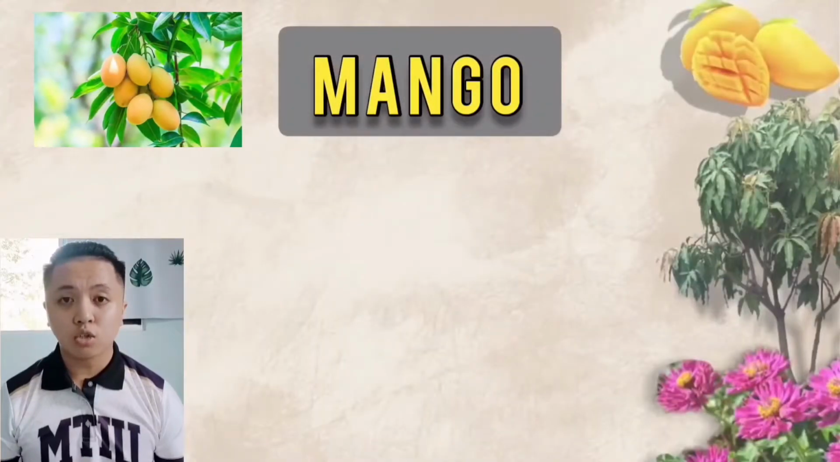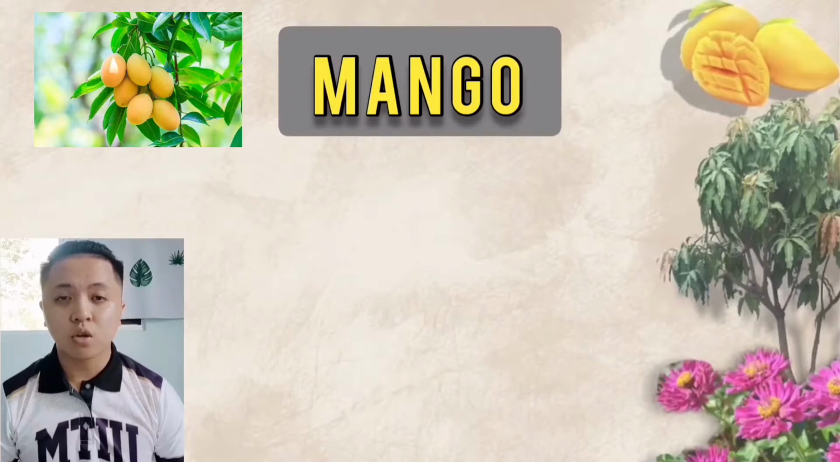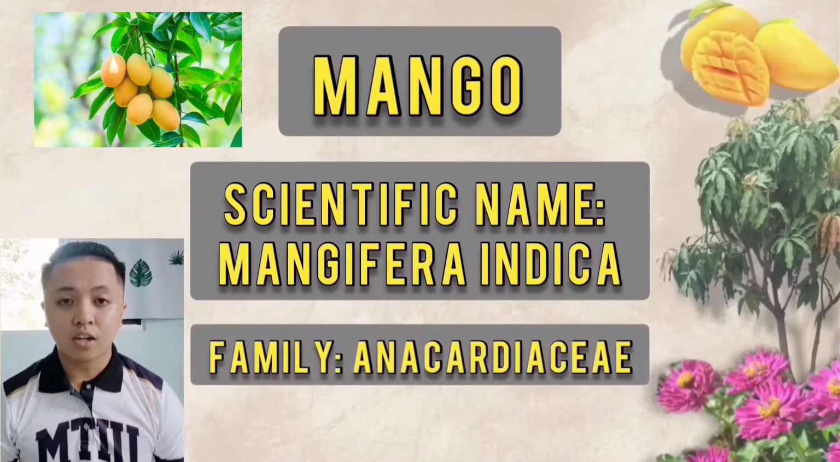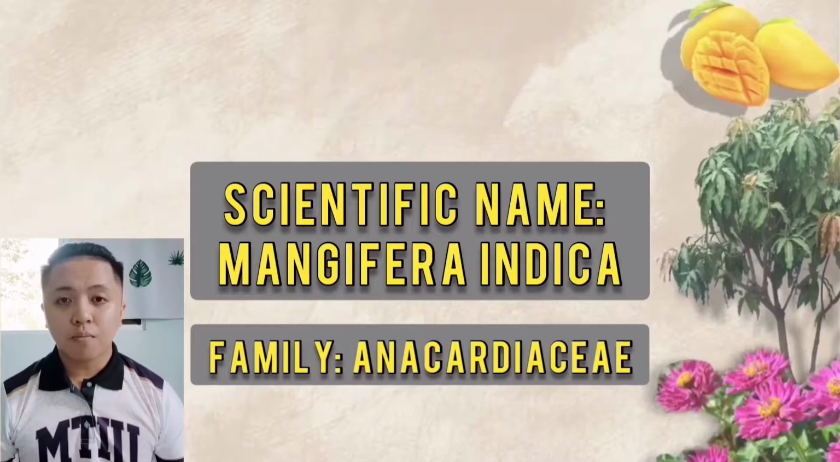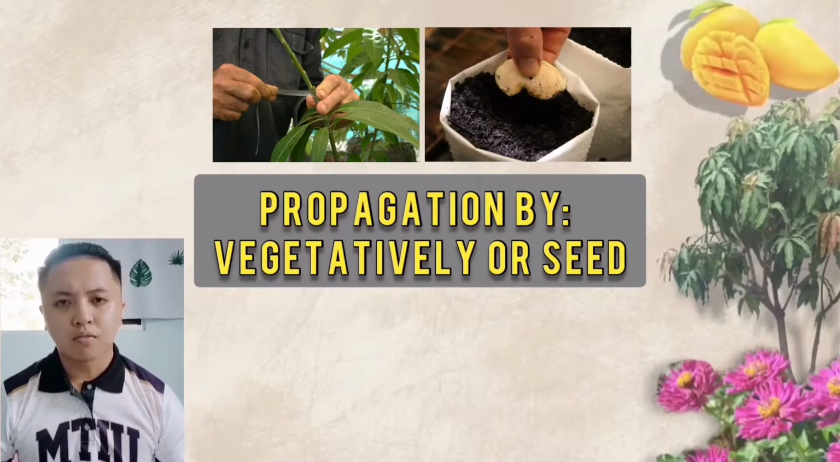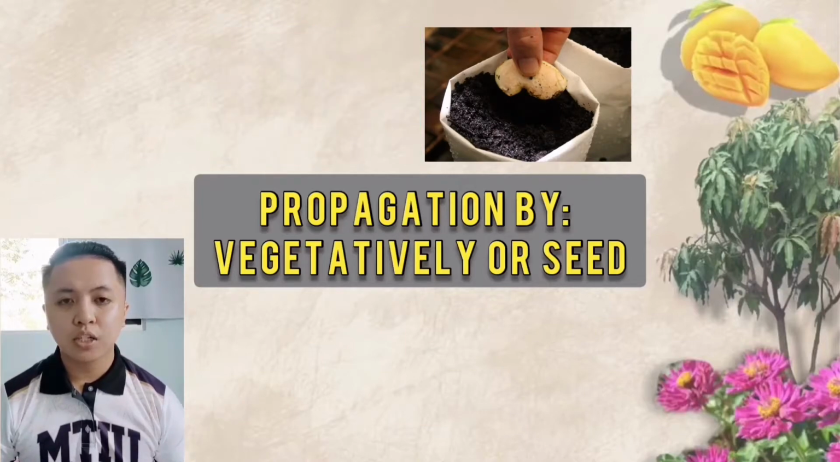A mango is a stone fruit produced from numerous species of tropical trees belonging to the flowering plant genus Mangifera indica. Most of these species are found in nature as wild mangoes. The genus belongs to the family Anacardiaceae. Mangoes are propagated either vegetatively or by seed. But since our main topic is seed propagation, we will show how to propagate by seed.